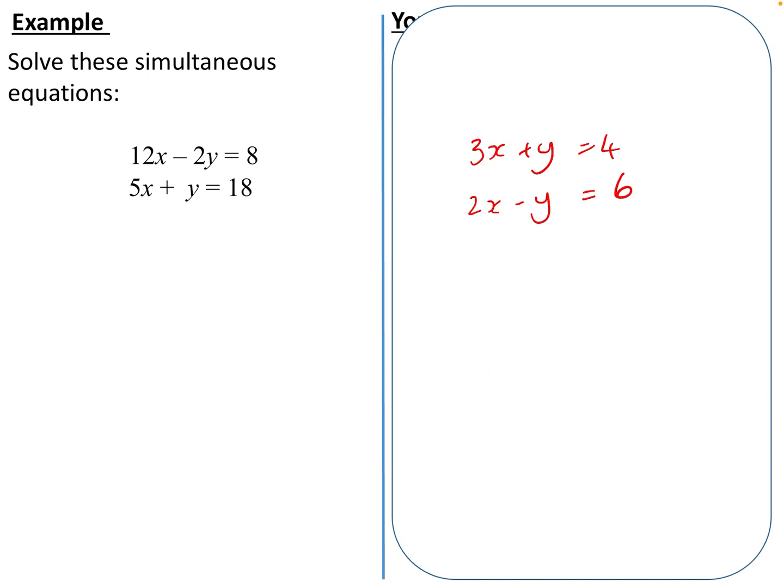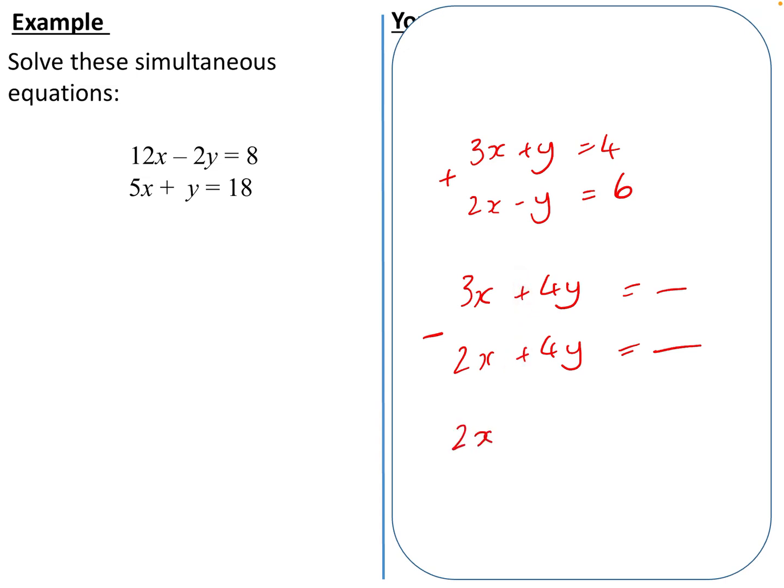We could also solve them if instead they were both positive, this equal to number and this equal to number. If they were both positive, I could subtract. So where the sign was different, I added them up. Where the sign was the same, we subtracted. And this also worked even if these two signs here were negative.